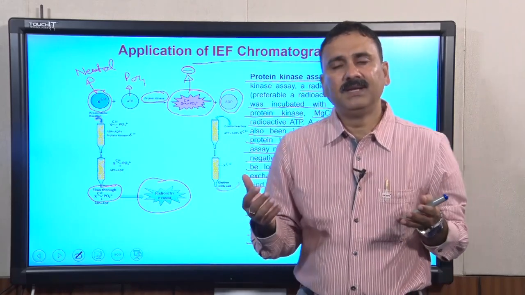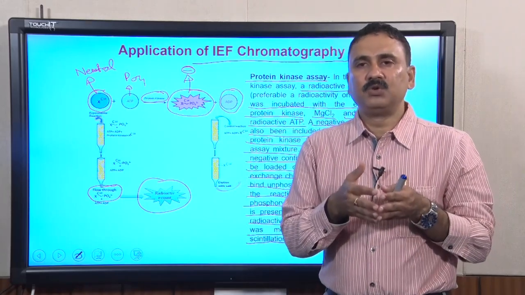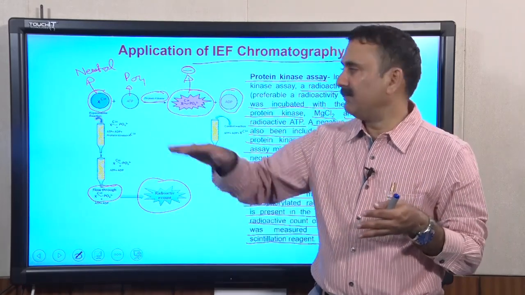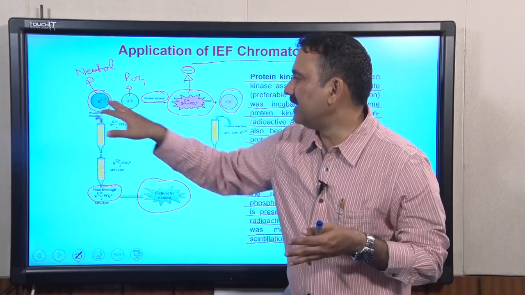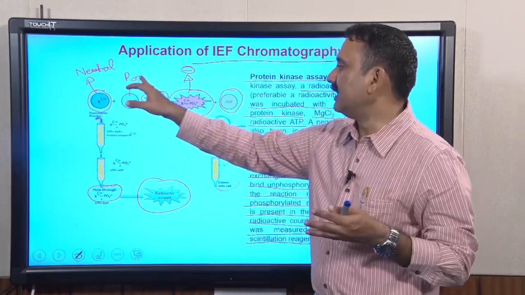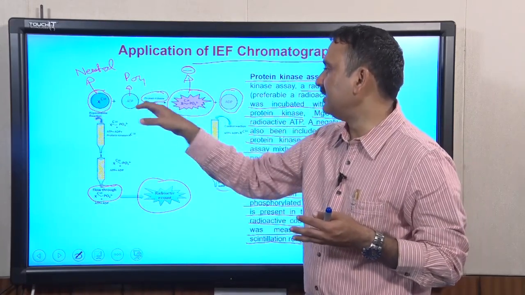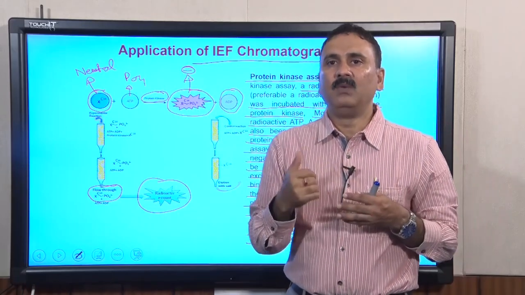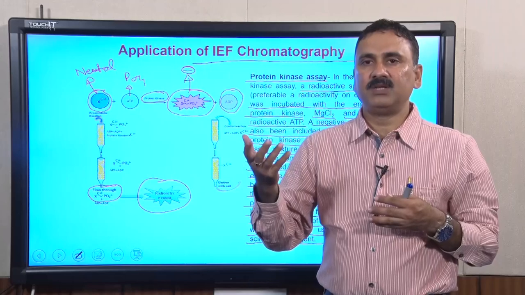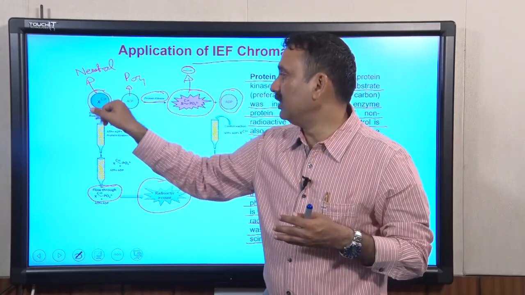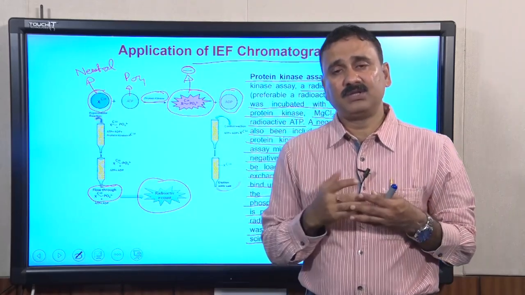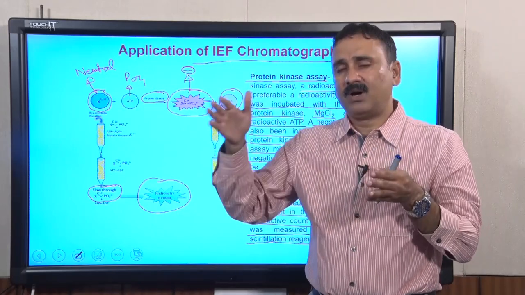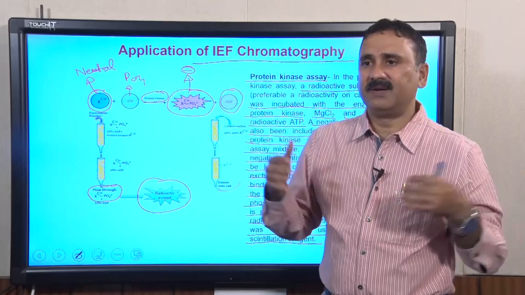The condition is that these modifications should give you a modified charge onto the substrate. For example, in this case, the substrate which is radiolabeled, when it gets modified by the protein kinase activity, it is getting negatively charged. So that negatively charged molecule is not going to bind the cation exchange chromatography, whereas the unmodified molecule is going to bind the cation exchange chromatography, and that's how you are able to separate the modified substrate from the unmodified substrate.